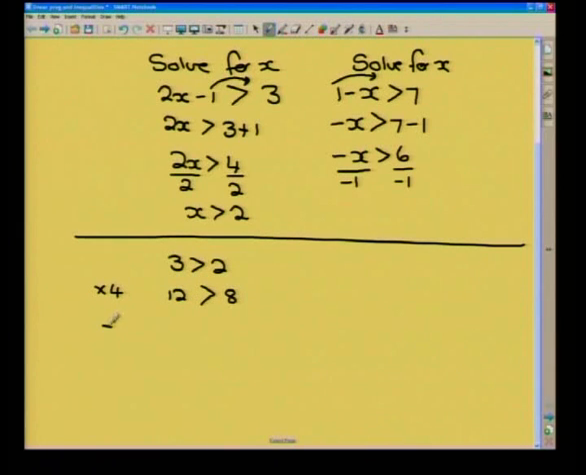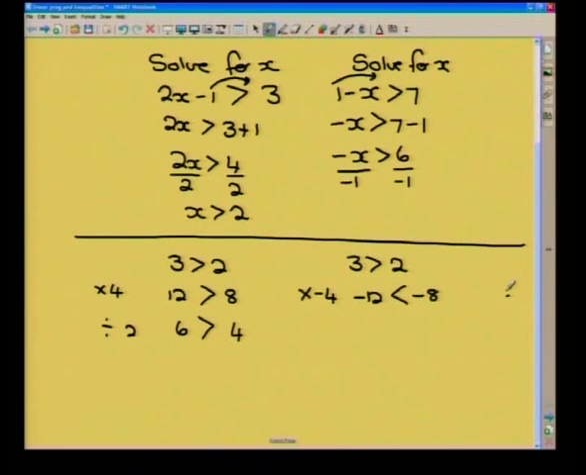Now, what would happen if I divided by 2? So if I take this thing that's true, and I'm going to divide it by 2, well, 12 divided by 2 gives me 6, and 8 divided by 2 gives me 4. Do you agree with me? It's still true that it's greater than. All right, let's go to this case. If I've got 3 greater than 2, and this time I times by negative 4. Let's see what happens. Negative 4 times 3 gives me minus 12, and negative 4 times 2 is going to give me negative 8. Is it true that that's greater than? No, it's not. That is actually smaller than.